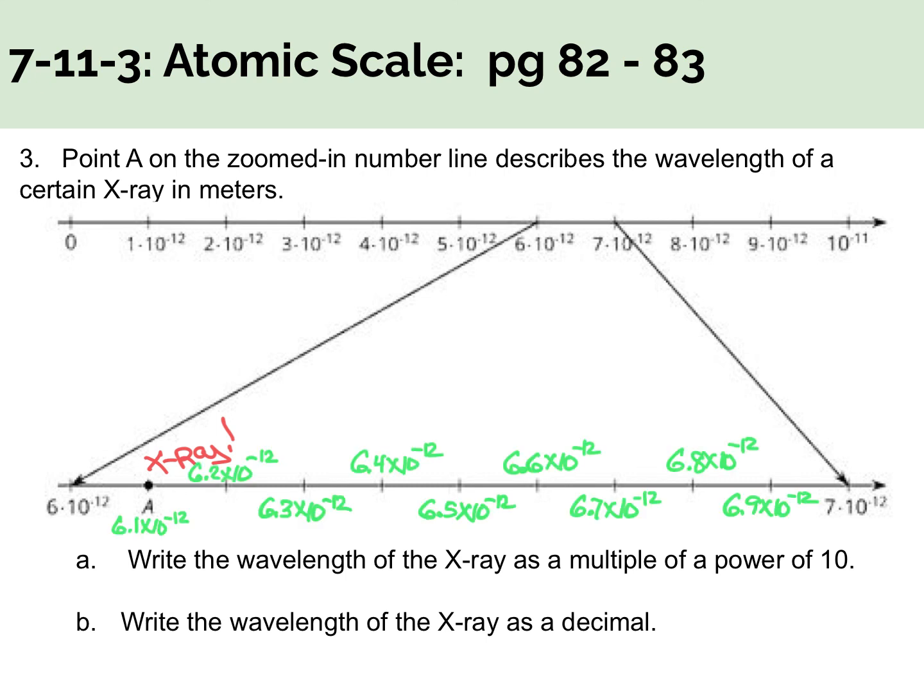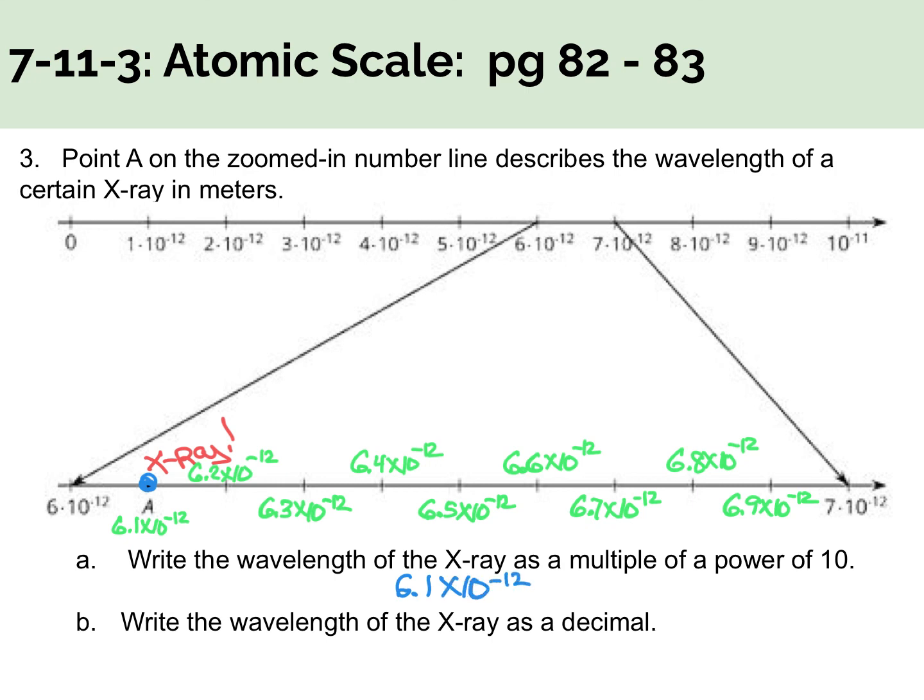All right, so notice how I labeled my number line, okay? I noticed that it goes from 6 times 10 to the negative 12 all the way to 7 times 10 to the negative 12. So this is 6.1, 6.2, 6.3, 4, 5, 6, 7, 8, 9. And all of these are negative 12s because it goes from negative 12 all the way up to negative 12. So X-ray is point A. We want to figure out what this point is here. That point is 6.1 times 10 to the negative 12.